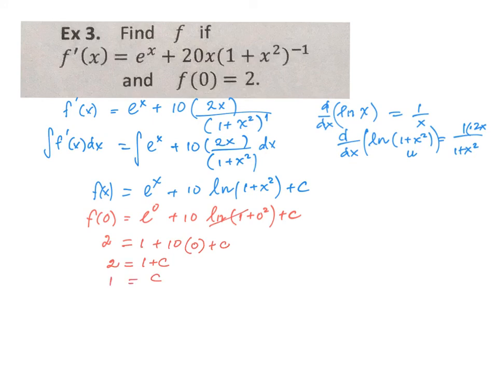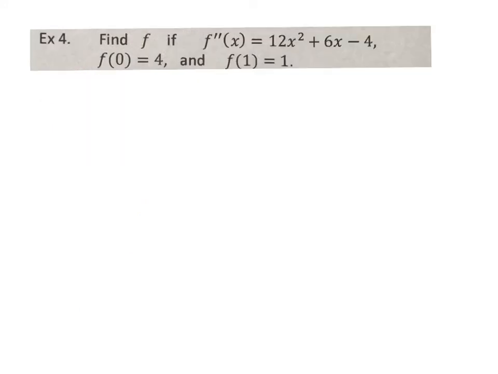So for the initial condition when x is 0, our function f of x equals e^x plus 10 ln of (1 + x²) plus 1. This is the particular solution for the point (0, 2), where c is 1. Our particular solution is f of x equals e^x plus 10 ln of (1 + x²) plus 1.